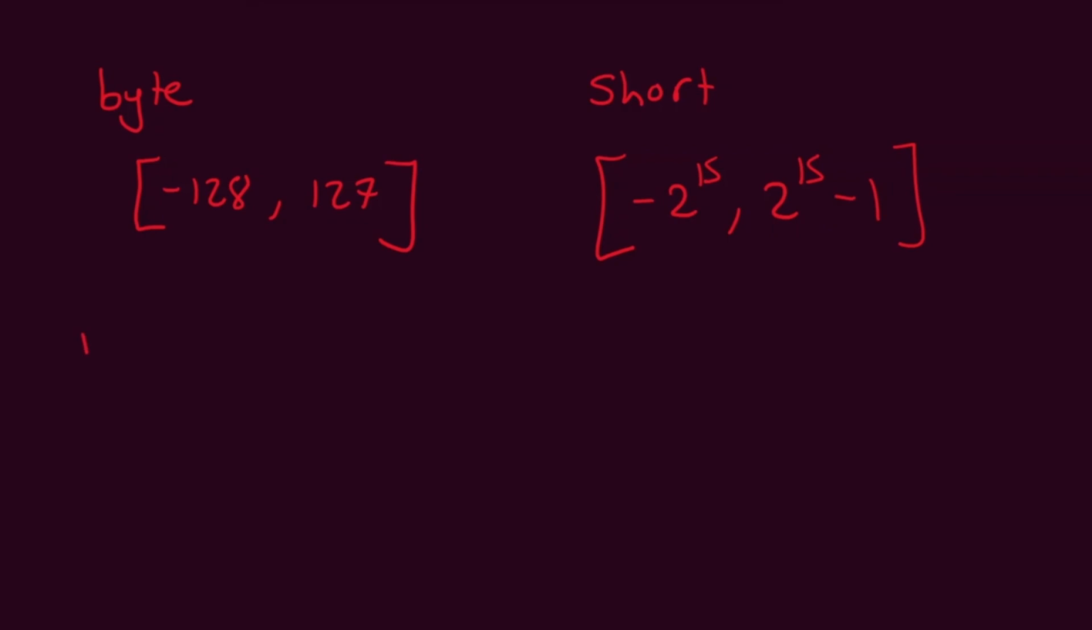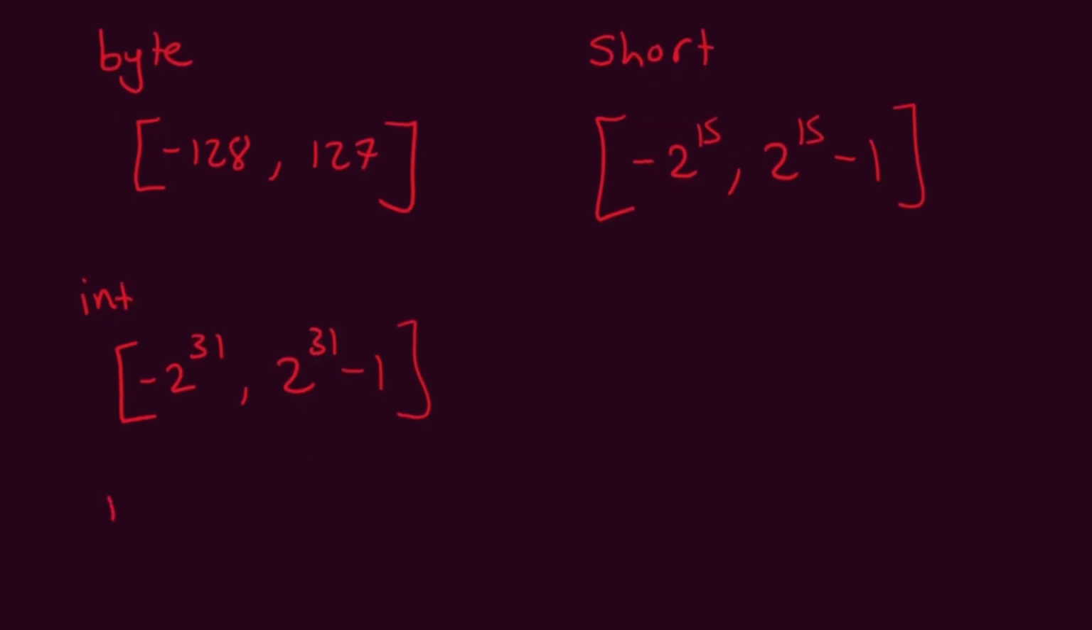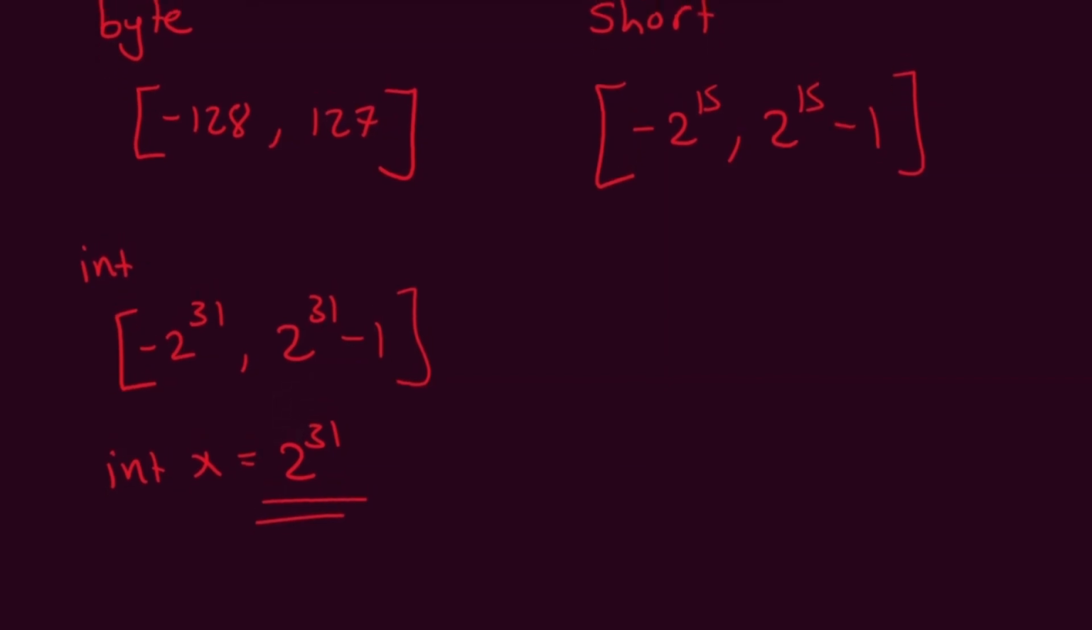Then we have what we know as integers, ints. The numbers it can handle range from minus 2 to the power of 31 to 2 to the power of 31 minus 1. So if you have a number that's greater than that, for example int x equals 2 to the power of 31, this will give you an overflow because this number is way too big for int to handle.